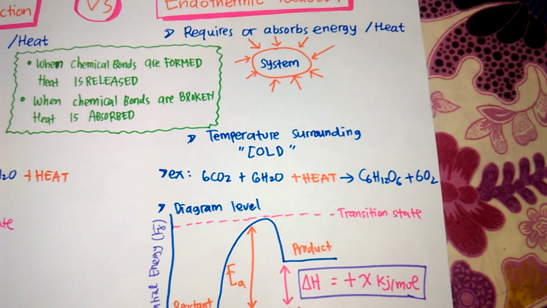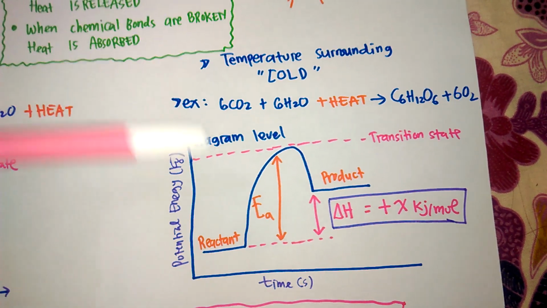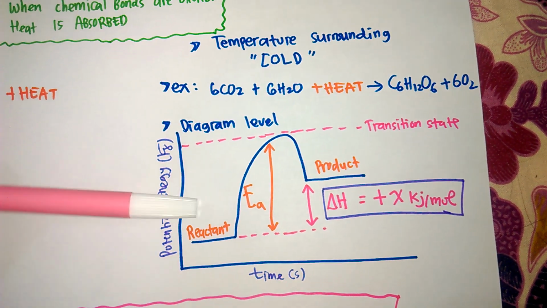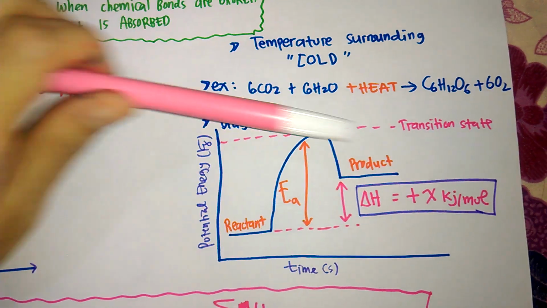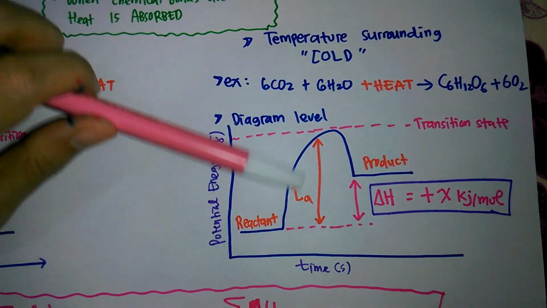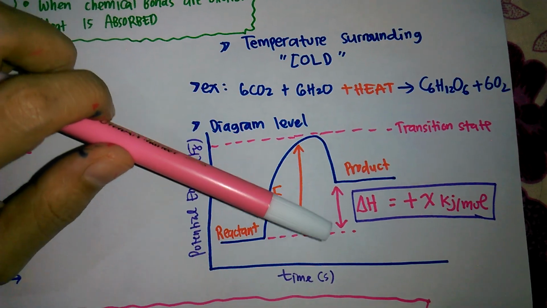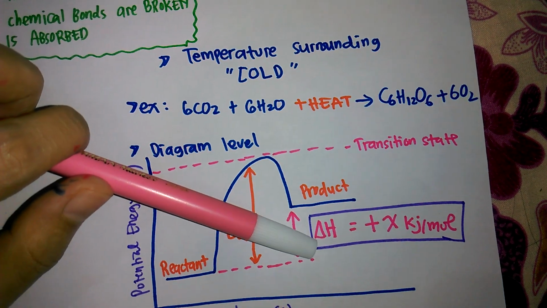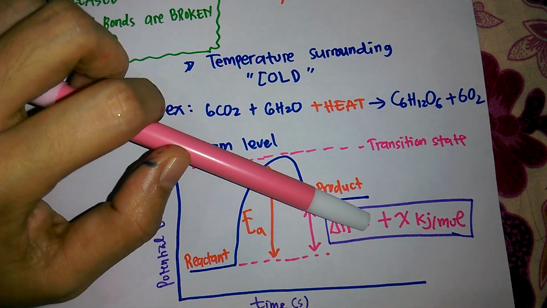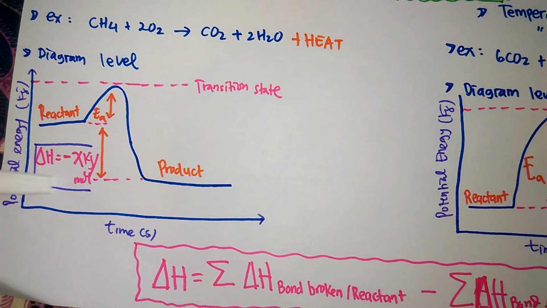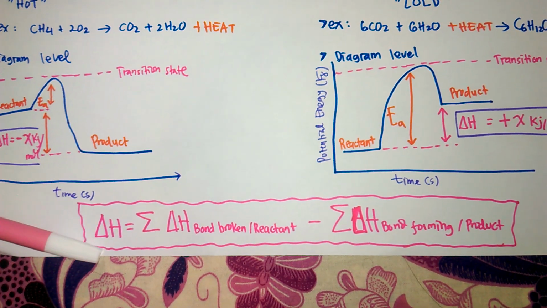Whereas in an endothermic reaction, the energy level diagram has the y-axis labeled as potential energy in kilojoule and the x-axis labeled as time in seconds. In the case of an endothermic reaction, the reactants are at a lower energy level compared with the product. So the difference between the reactant and the transition state, the peak, is activation energy or EA, whereas the difference between the reactant and the product, we call enthalpy change or delta H. The sign is positive x kilojoule per mole. So the meaning of positive here is absorbed energy, whereas the meaning of negative value is released energy or heat.